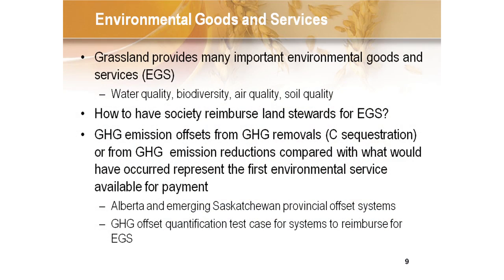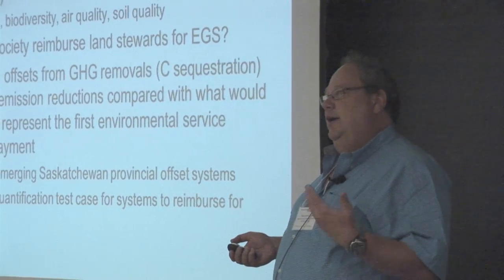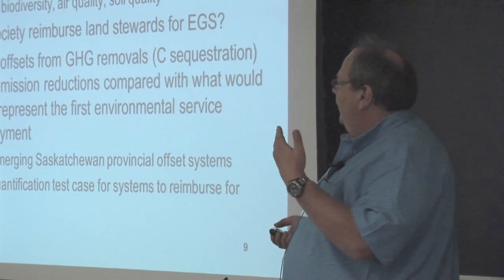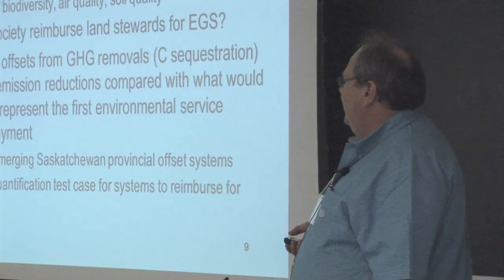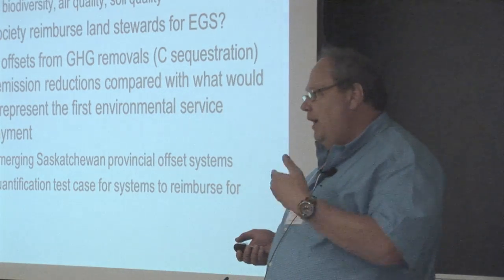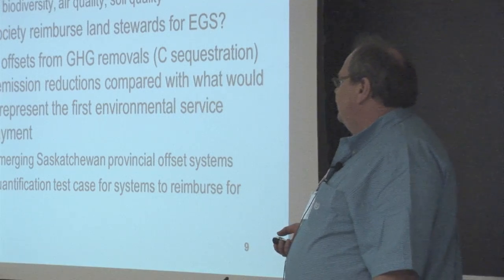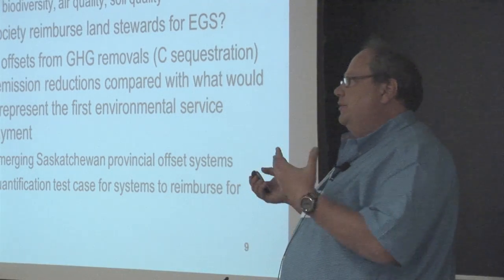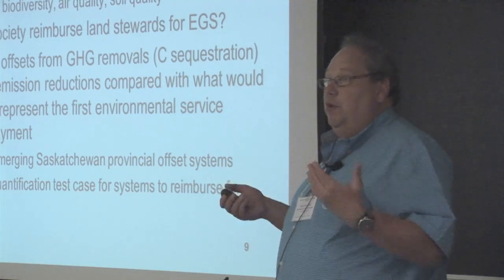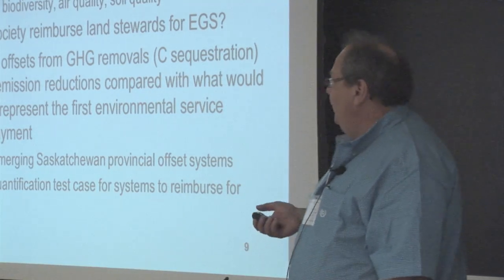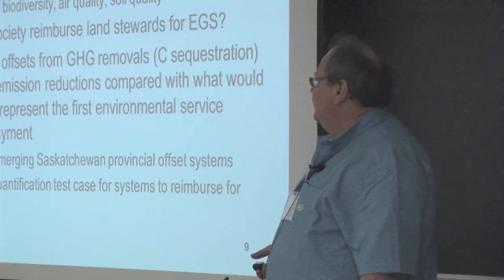But I also think we need to think about what other benefits could come from this kind of quantification. Certainly one of them is this whole issue of environmental goods and services. We know that these are very important for grassland areas, but how does society reimburse the land stewards for these? This is where the greenhouse gas aspect of offsets becomes the first example of how you build a system that actually starts paying for at least one of the environmental services. So it's important to get some of this quantification right, because it may, and probably will, inform how a larger system for environmental goods and services is dealt with.